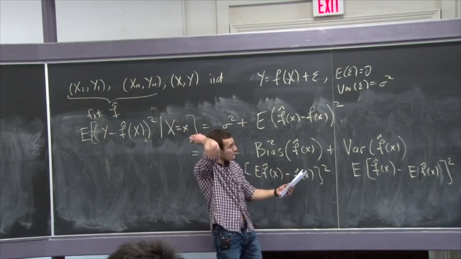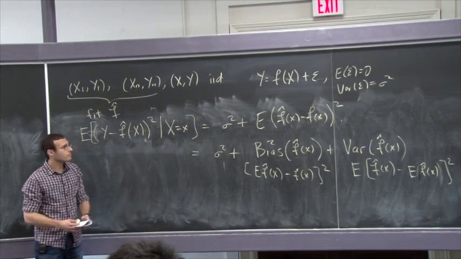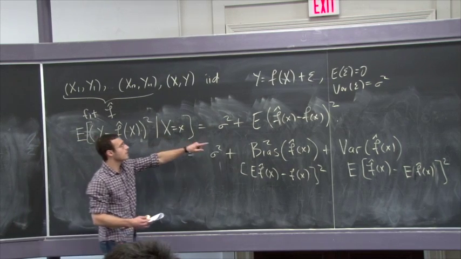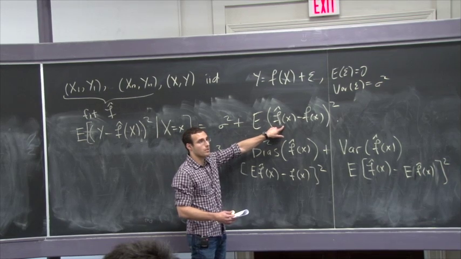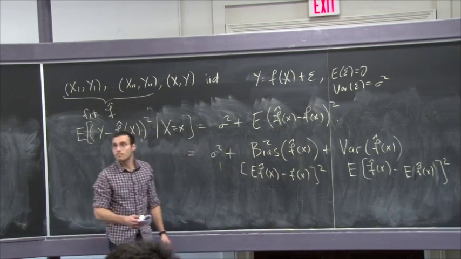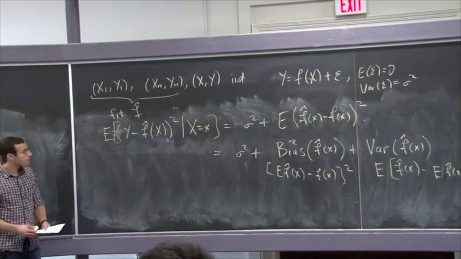Here's where it's important that I conditioned on x, actually. That's why I did that. Because you can see that by conditioning on x, this is only random due to the training set, which was useful for this decomposition. All right, so that should be something that you've seen before, pretty familiar.